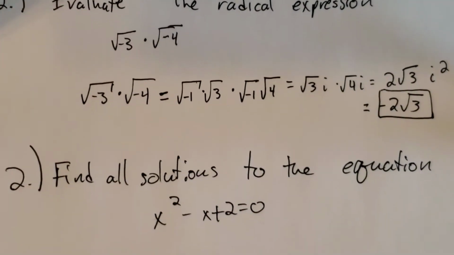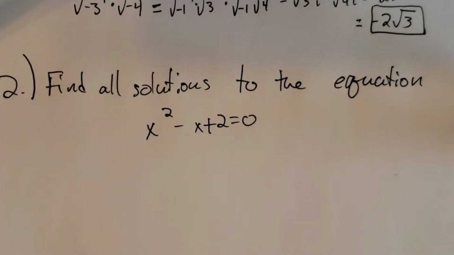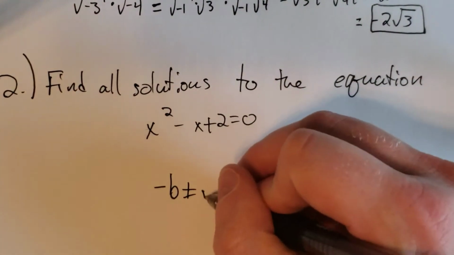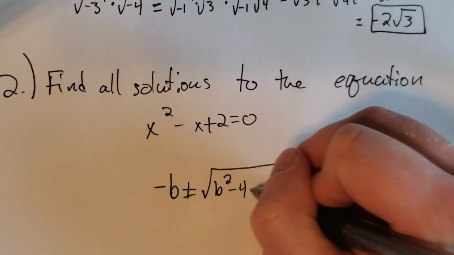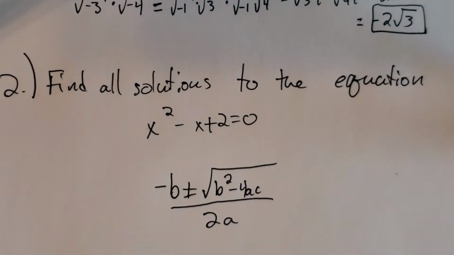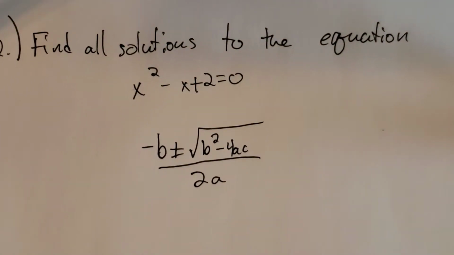To solve something like this, if we cannot factor it, we can try the quadratic formula, which is negative b plus or minus the square root of b squared minus 4ac all over 2a. If you don't remember that, you will need it in this section. Negative b plus or minus square root of b squared minus 4ac all over 2a is our quadratic formula. We're going to use that.